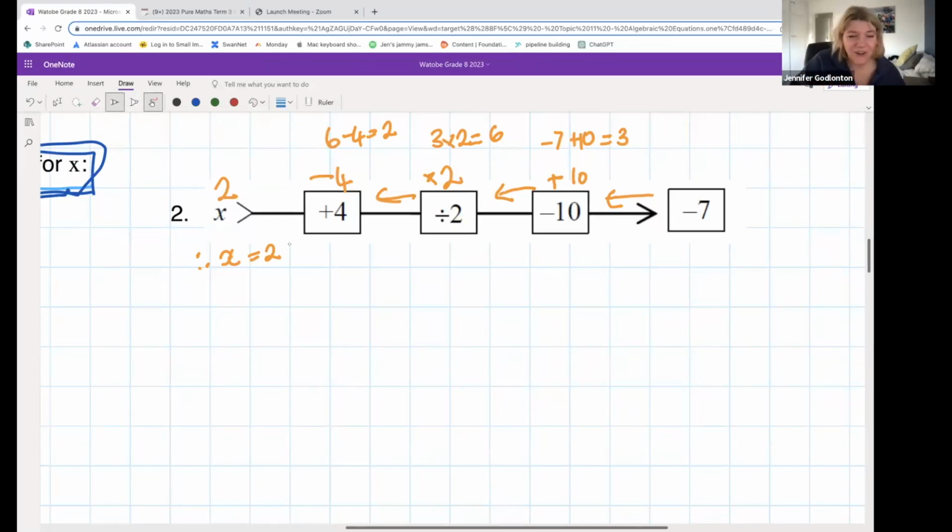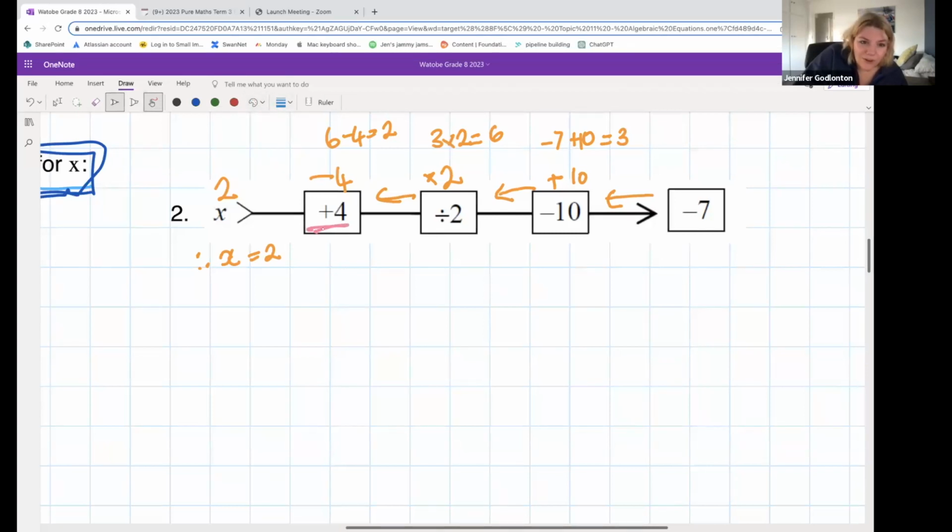Now we're going to try and figure out how we can put this monster of an equation into an actual written equation and then to solve it as an equation. And hopefully we get to that same answer. Okay. So let's look at this step by step.